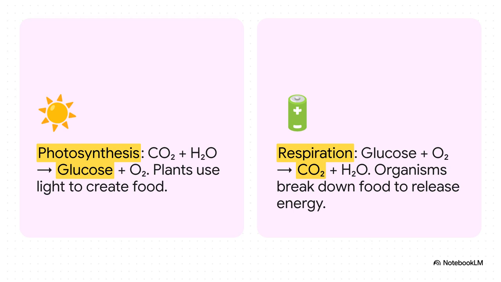On one side, you have photosynthesis. This is what plants do. They take carbon dioxide and water, and using energy from sunlight, they turn it into glucose, sugar, and oxygen. Then you have aerobic respiration. This is what we do. We take that glucose and oxygen, and we break it down to release energy, producing carbon dioxide and water as waste. Just look at those equations. They are literally the reverse of each other. It's this perfect, beautiful cycle that powers almost all life on Earth.